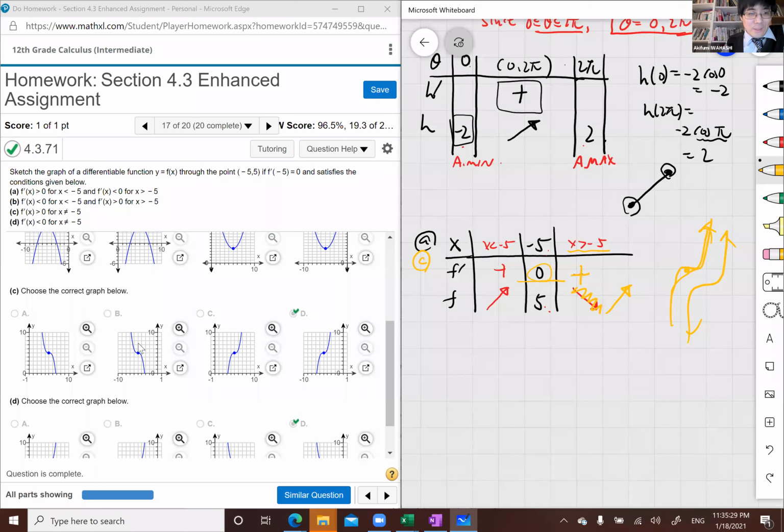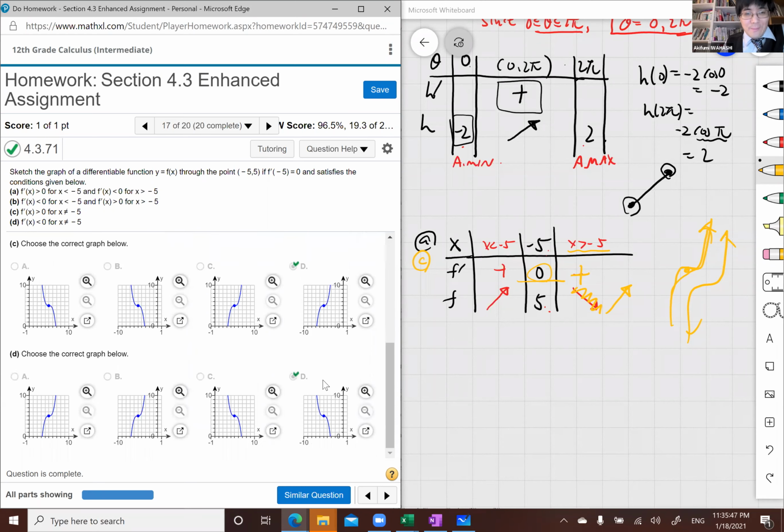So looking at the choices, C and D look like the better choice because of the shape: increasing, stop, increasing. But C is going through 0.55, while D is going through -5, so D is the best choice. Okay.